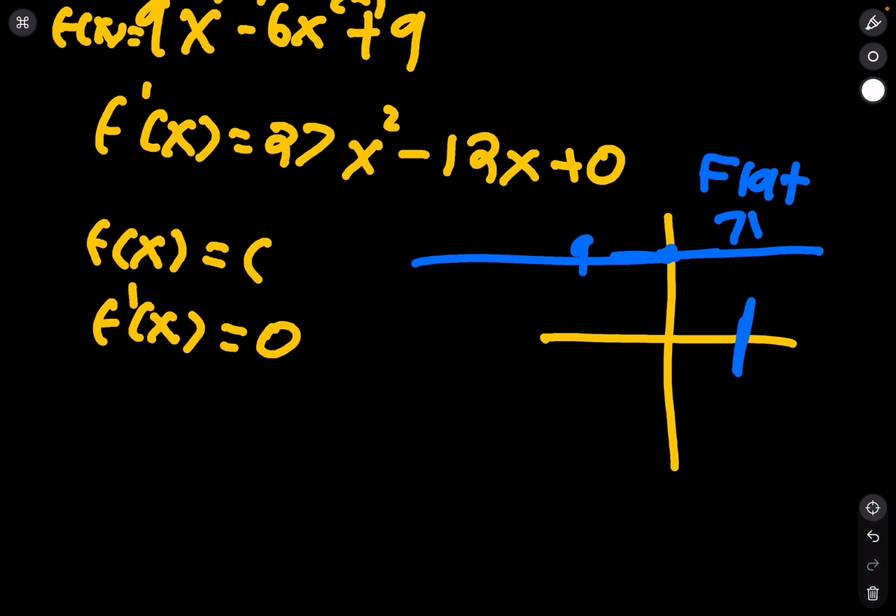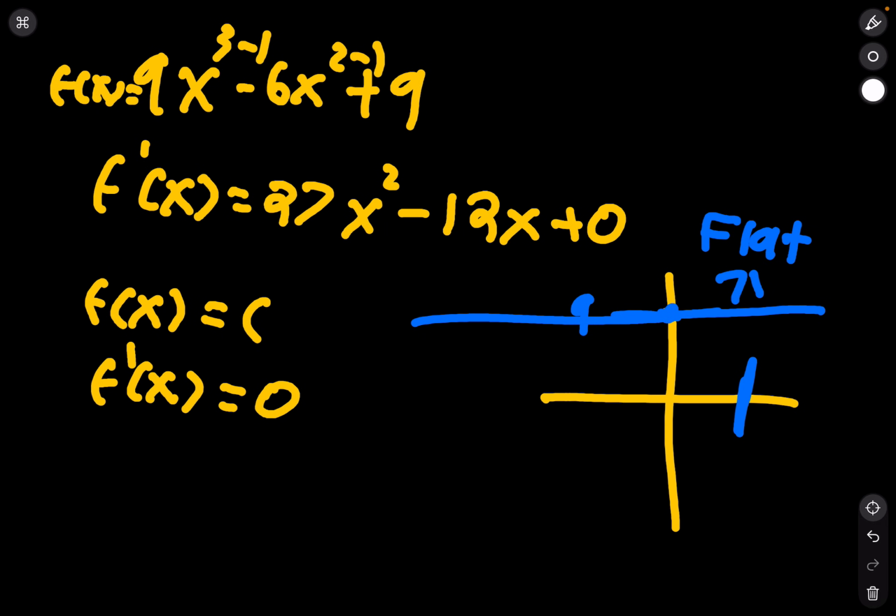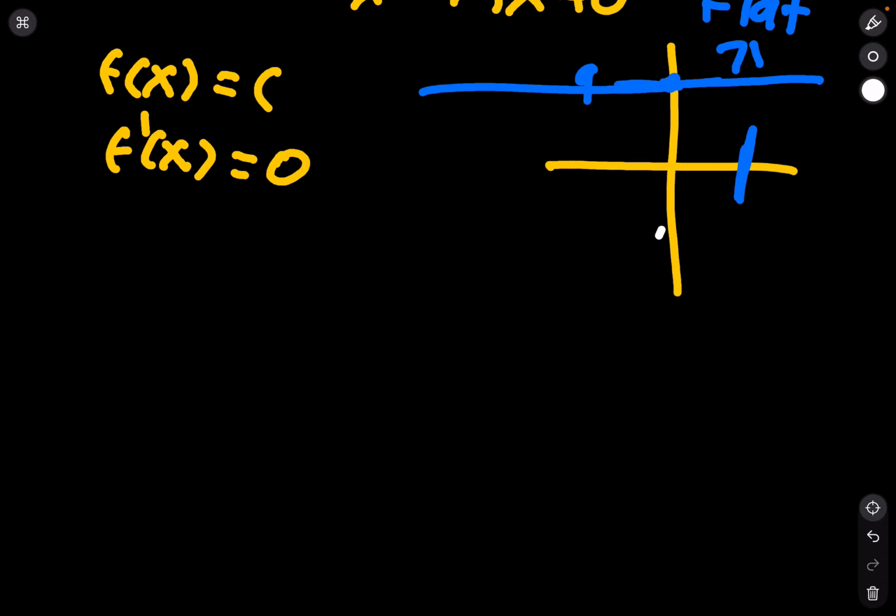And so essentially, for the derivative of 9x to the third minus 6x squared plus 9, f prime of x would just be 27x squared minus 12x plus 0, if you want to put that down if you're still confused. I know I said that was going to be our last example, but I want to do an example with fractions.